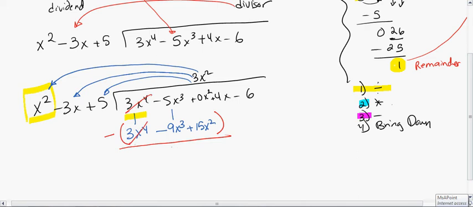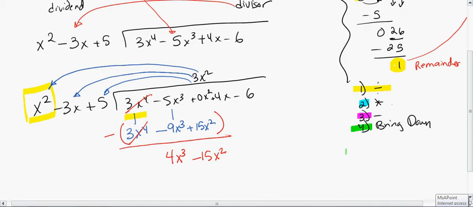Negative 5x cubed minus a negative 9x cubed, that's plus 9x cubed. So negative 5 plus 9 is positive 4x cubed. 0 minus a positive 15x squared is negative 15x squared. All right, I've subtracted all of those terms. Last step says to bring down.